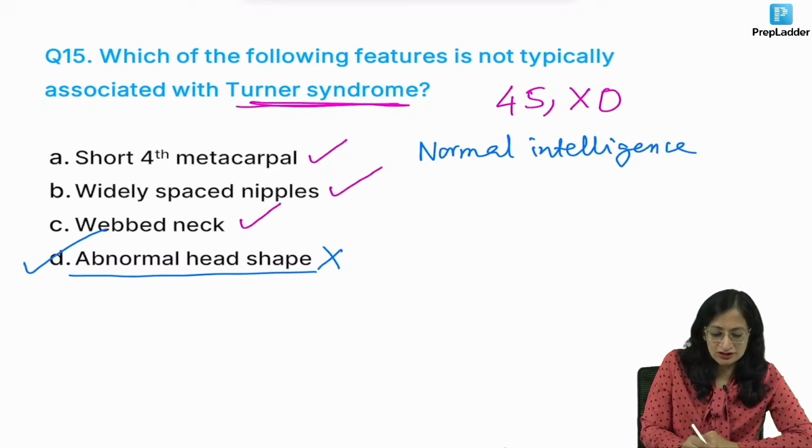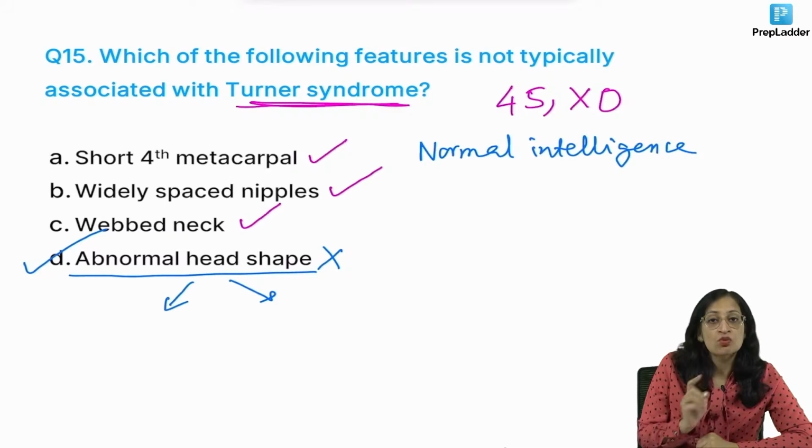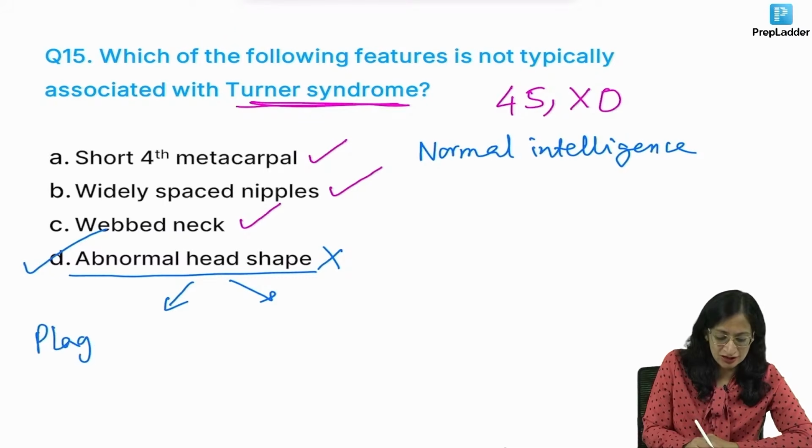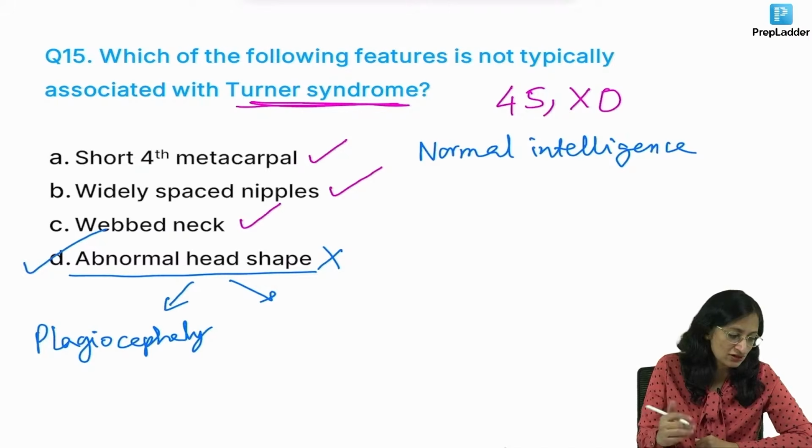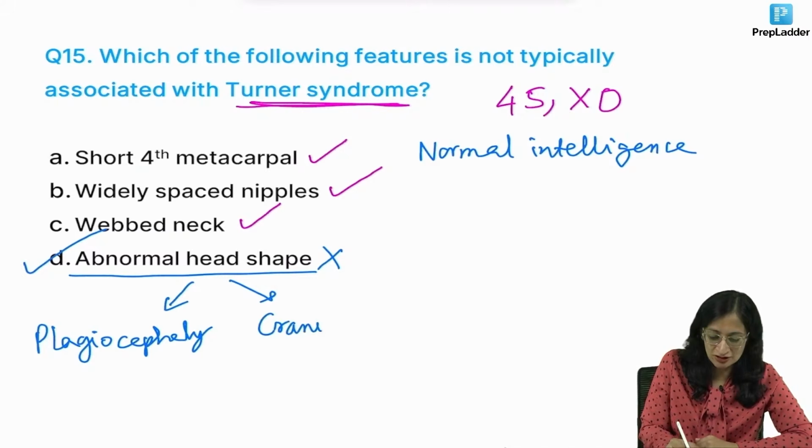Abnormal head shape you can get in mainly 2 situations. One is called plagiocephaly. Plagiocephaly means there is asymmetric flattening of one side of the skull, which is mostly due to postural issues, right? And you can get abnormal head shape in craniosynostosis.